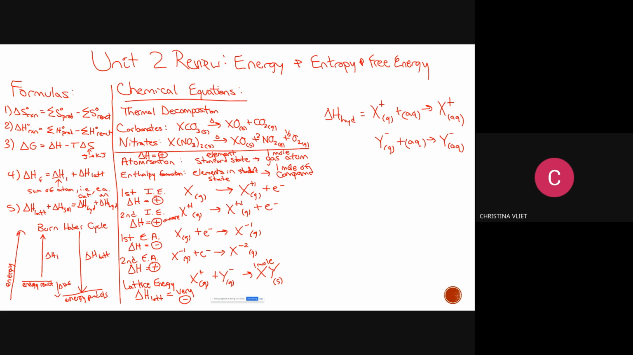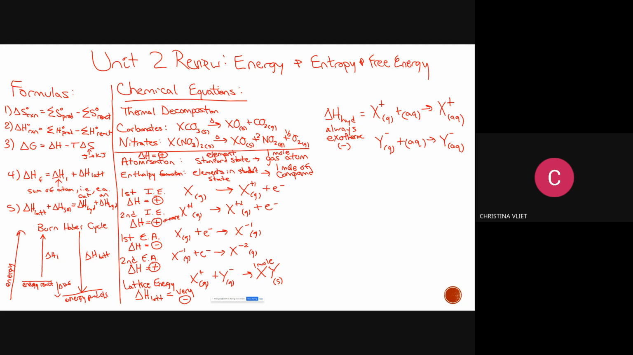So this is enthalpy of hydration. Remember there's two, one for the cation and one for the anion. You hydrate the cation and you hydrate the anion. It releases a lot of energy in that process, so both of these are actually negative. Delta H hydrations are always negative, so always exothermic. And it always goes from gas to aqueous: gas ion to aqueous ion. That's delta H hydration.